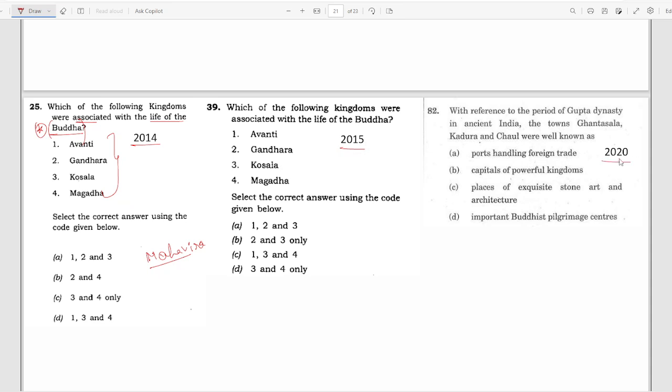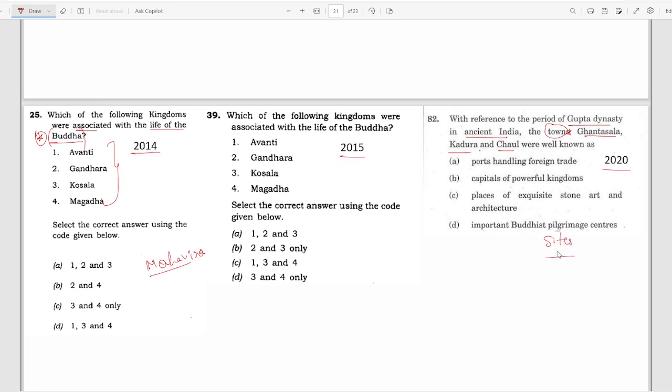In 2020, they had asked, with reference to the period of Gupta dynasty in ancient India, about the towns Kantasala, Kadura and Chaul. Again, the towns are important. The towns, and in the Harappan civilization, it was sites. The towns and sites of the particular period, that is in this case the Gupta dynasty. They're asking, what were these towns well known for? What are these options hinting at?